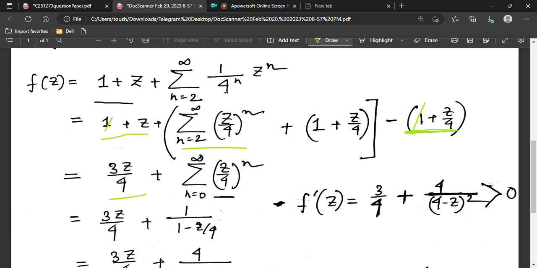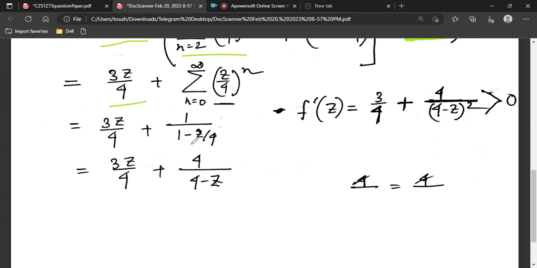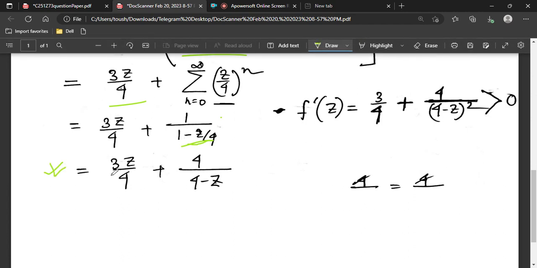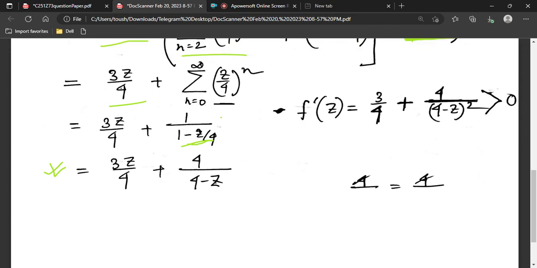Mod of z by 4 is less than 1, right? So if I can write this, then it will be my this form, and I can simplify f(z) like this. This will be my f(z), 3z by 4 plus 4 by 4 minus z. Now I have to check if it's 1-1 or not. So to check this, you can take f(z1) equal to f(z2), and from there z1 equal to z2. But for quick, I will derive this function.